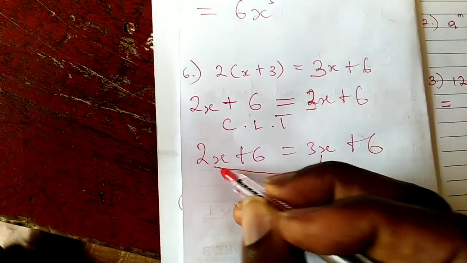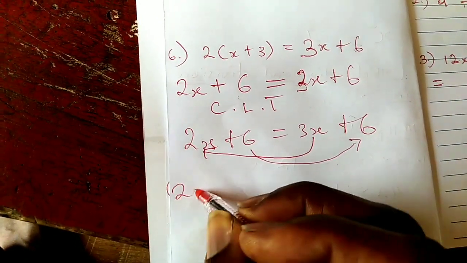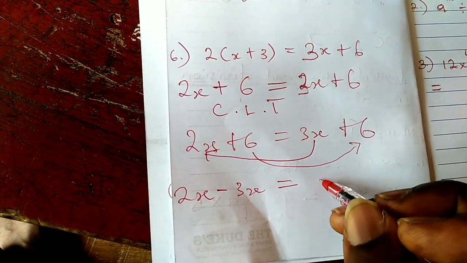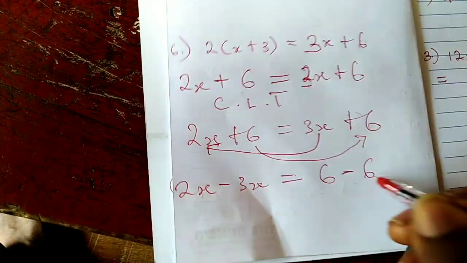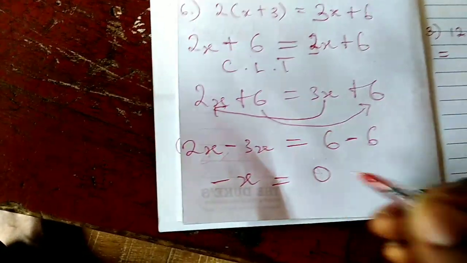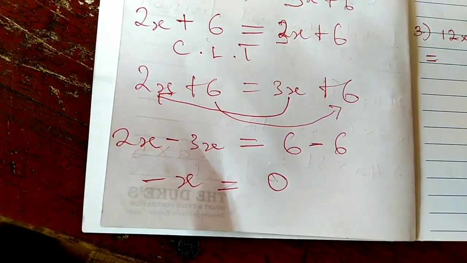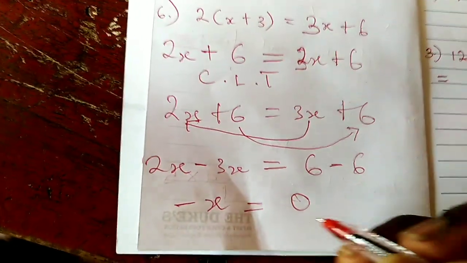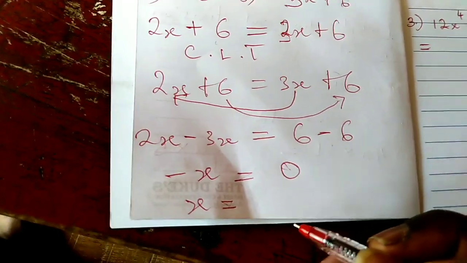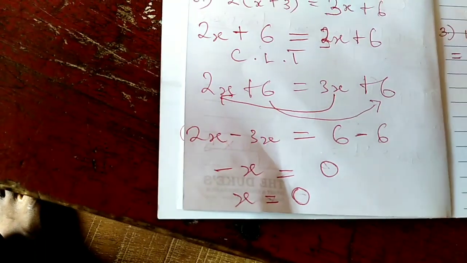This will cross to meet this, and this will cross to meet this. So I have 2x minus 3x. That will now give me 6 minus 6. 2x minus 3x will give me minus x, which is equal to 0. Are you seeing this? Alright, so 0 will go to the other side. X, because the subject of the formula cannot be negative, and we cannot have anything like minus 0. So x will be equal to 0.